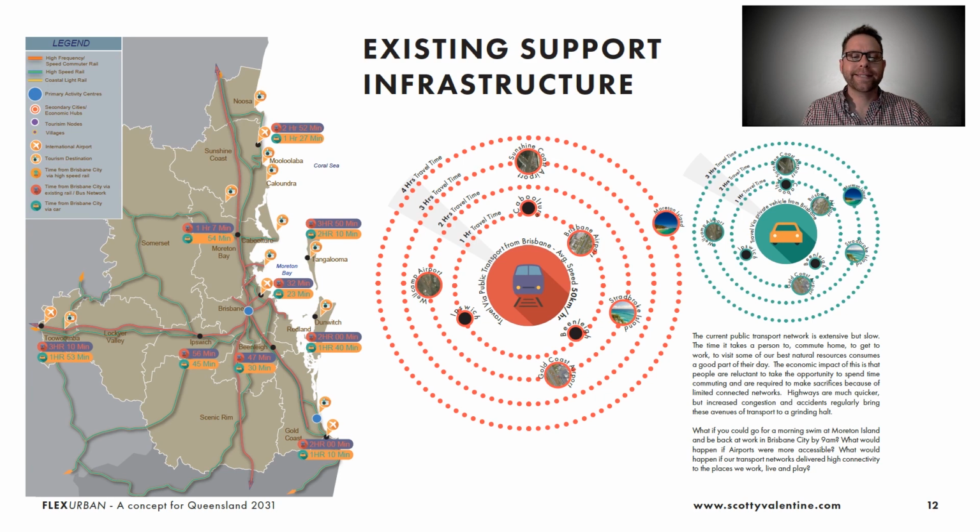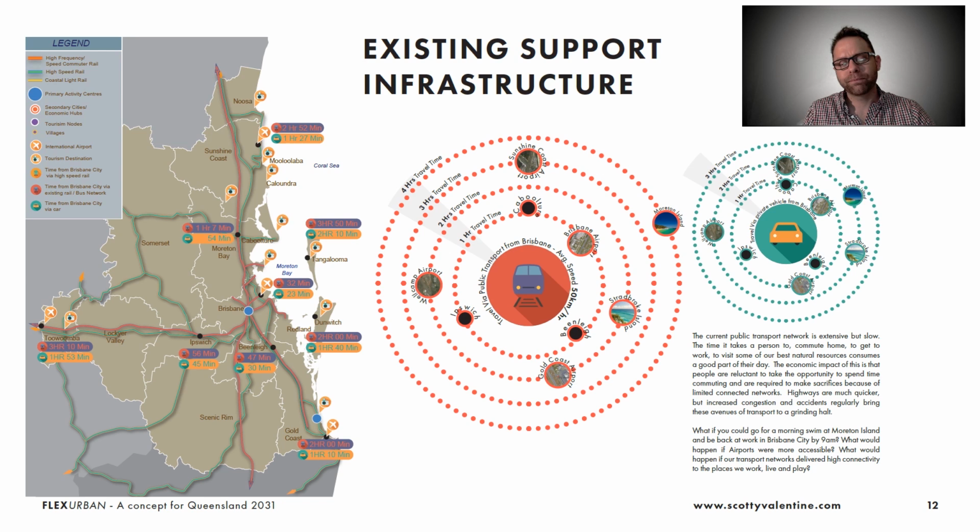So, existing support infrastructure. How do we get to these tourist places, and how do we get around? If we're looking at taking the train or public transport, and we want to go to Moreton Island, it can take up to 4 hours. Now, Moreton Island's a fairly major tourist attraction. It would be if people could get there because it's an amazing location. Stradbroke Island is also just as amazing, quite difficult to get to.